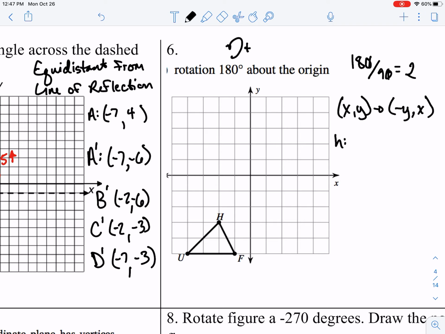So if I start with H, (negative 2, negative 3), change the sign of my y value, put it at the front, x stays the same. So that's 1. I then take my new point, do the (negative y, x) again. So my y value, negative 2, change the sign, put it at front, x value stays the same. So over 2, up 3. And then you would do the same thing for the remaining 2 points.